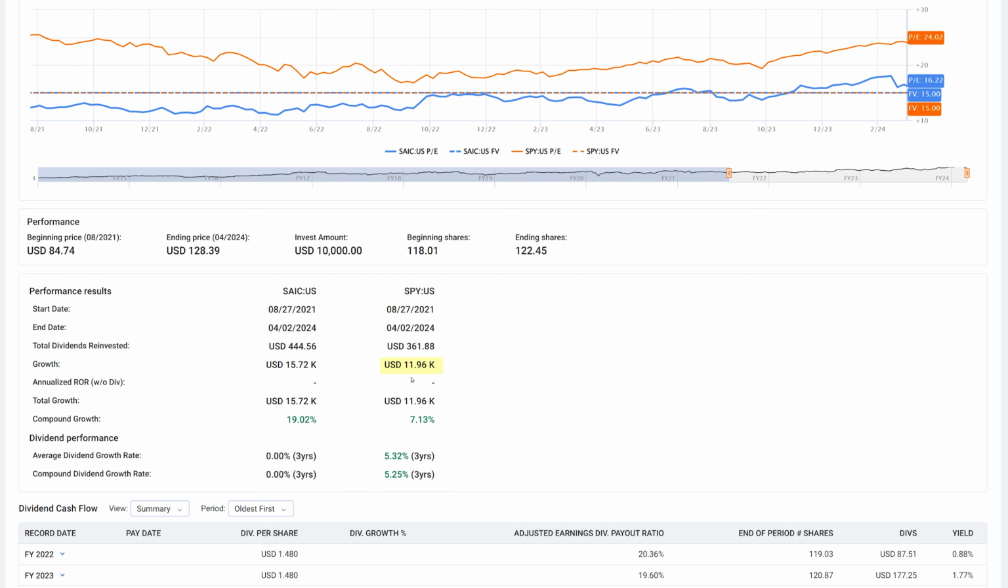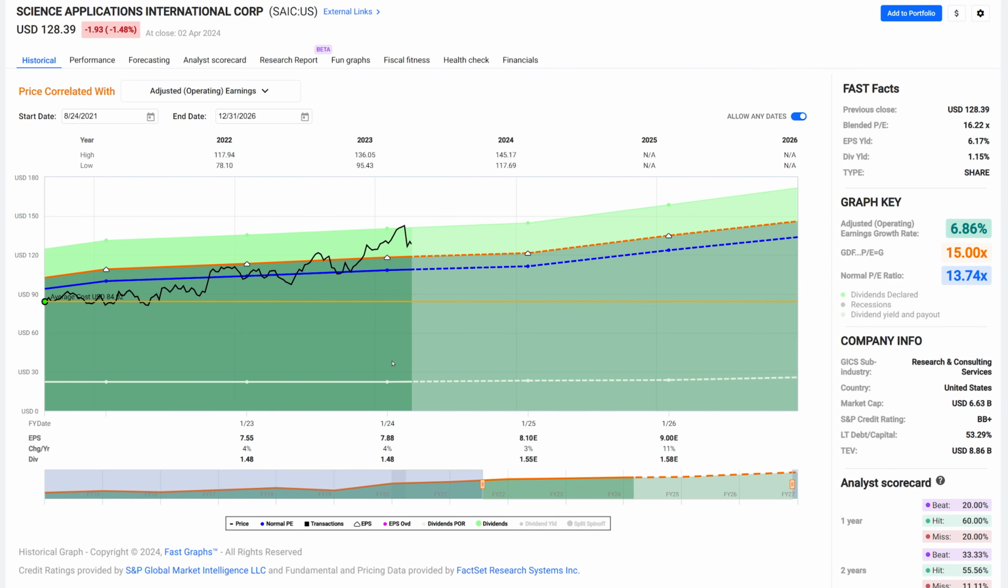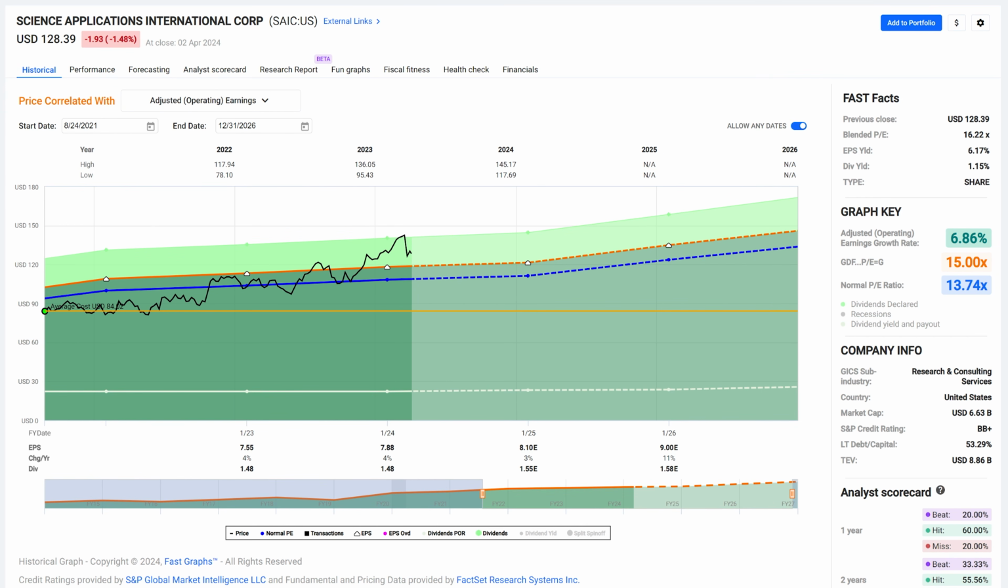15.7% growth versus $11,096, and we had $444. Even this one, which was more growthy, outperformed the S&P, and it worked out extremely well. And the dividend growth has been decent as well, although it wasn't showing up in that report for some reason.